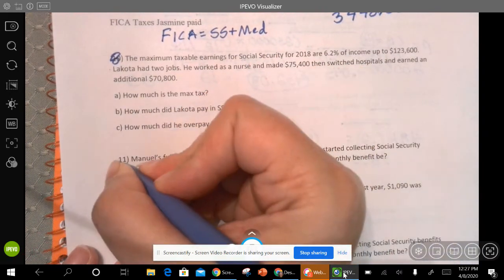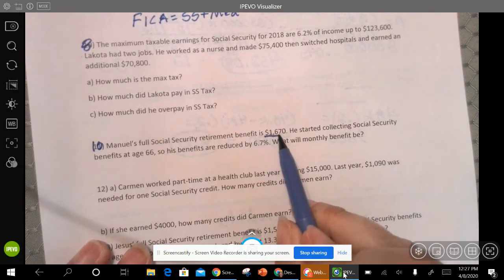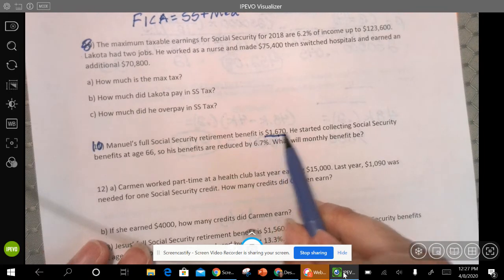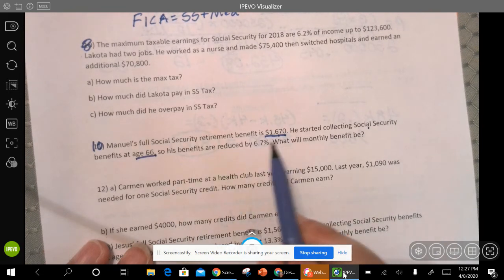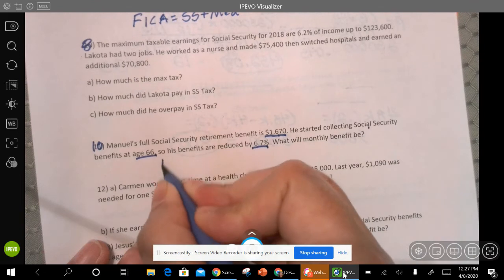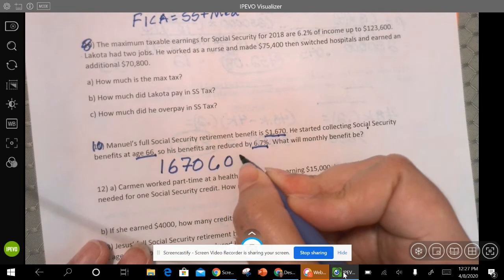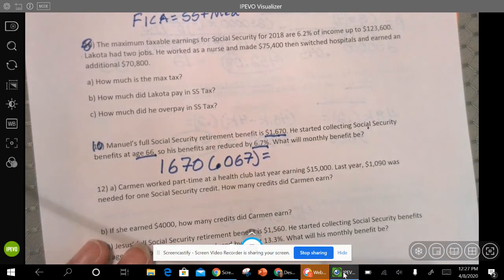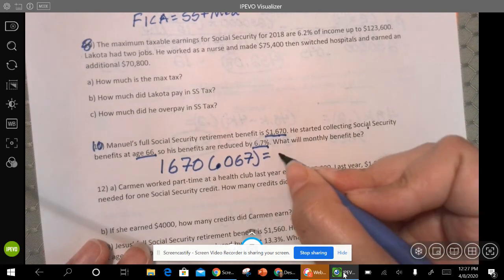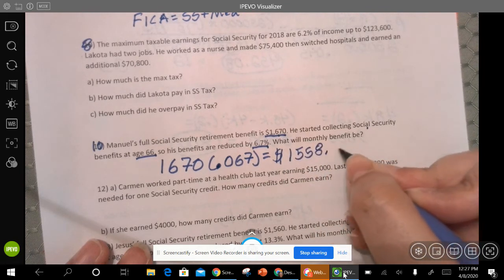Okay, so for this one, it says Manuel is going to retire. His maximum benefit is $1,670. He started collecting Social Security at the age of 66. So it's going to be reduced by 6 7/10%. So we retired 1 year early. Okay. So remember, we look in the notes. Those were the percentages that we gave you. And yes, these are the actual percentages. So his new monthly benefit for Manuel would be $1,558.11.